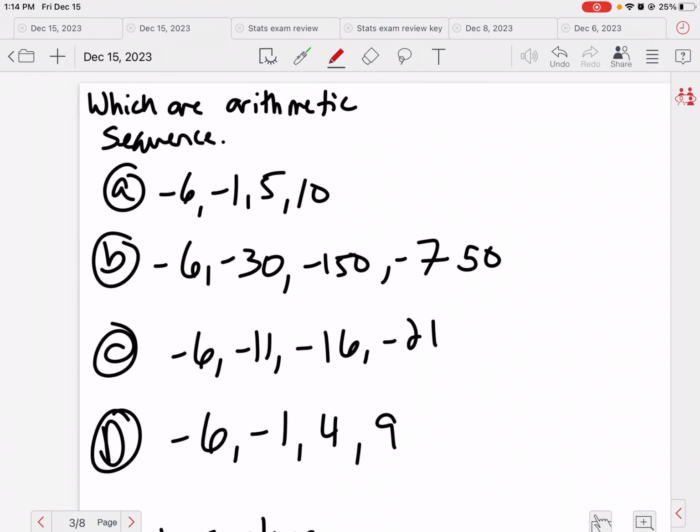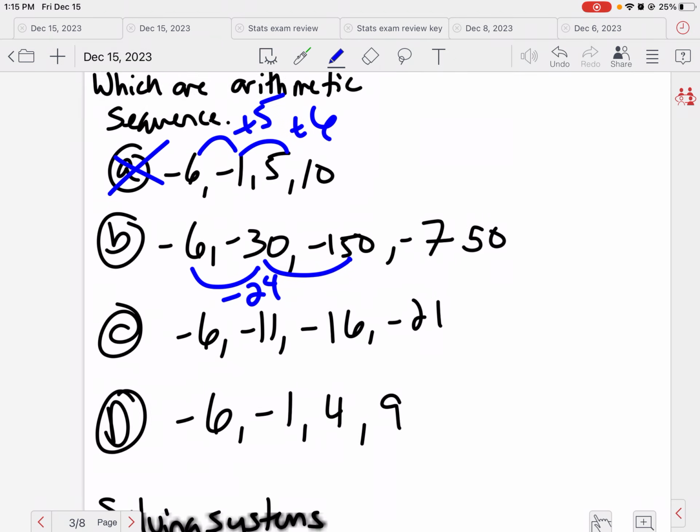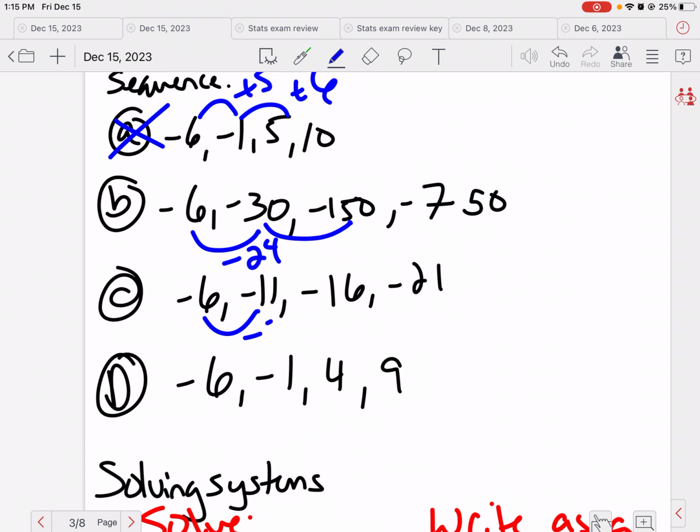All right, one of the questions might be just which one of these is arithmetic, okay? So you want to look and be like, okay, to get from -6 to -1, I need to add 5. But to get from -1 to 5, I have to add 6. That's a no-go. To get from -6 to -30, I would have to add -24 or subtract 24. And that is clearly not what's going to happen to get from -30 to -150. -6 to -11 is -5. -11 to -6 is -5. And -5. So this one's probably arithmetic, but let's check the other one.